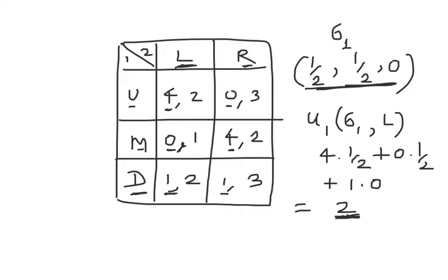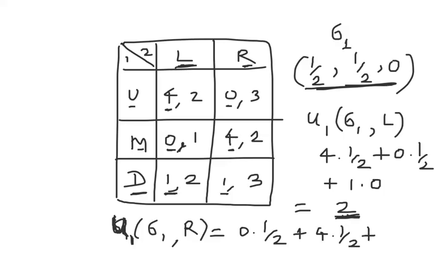And then let's consider what if player 2 plays R. In that case, her expected payoff is U1 of sigma 1. This is the expected payoff of player 1 once he plays sigma 1, the mixed strategy 1/2, 1/2, and 0, and player 2 plays R. In that case, you still get 0 with probability 1/2, because up gives 0. Middle gives 4, so 4 times 1/2, and then you still get 1 with a probability of 0. So 1 times 0. So again, the expected payoff is 2.